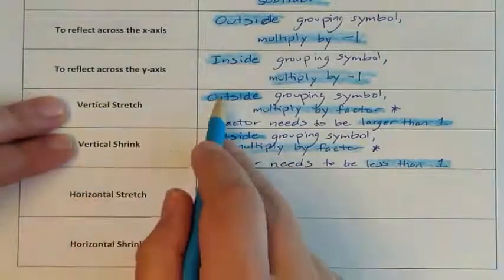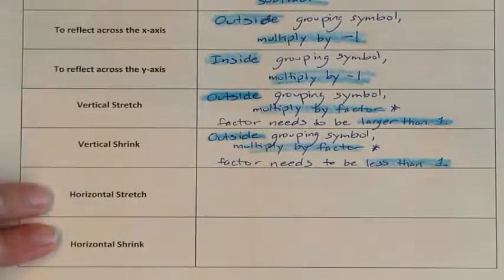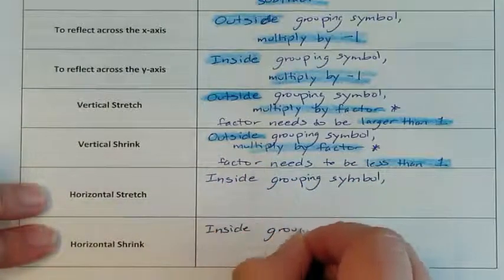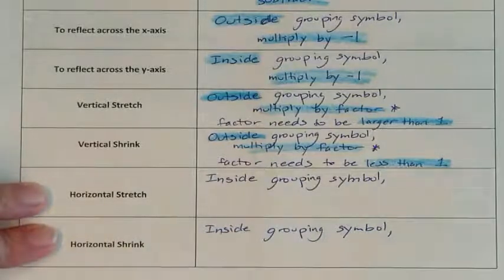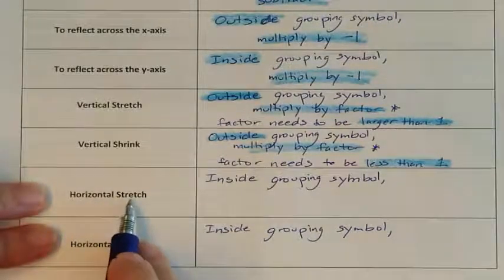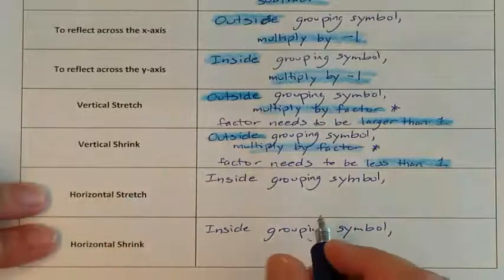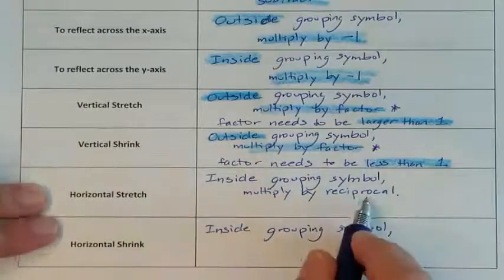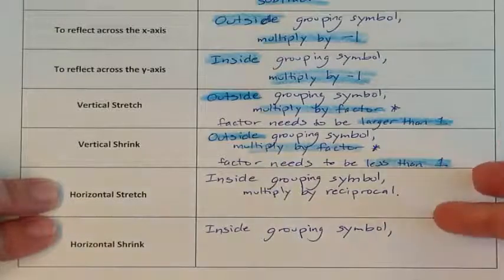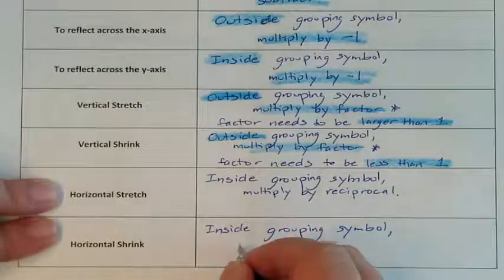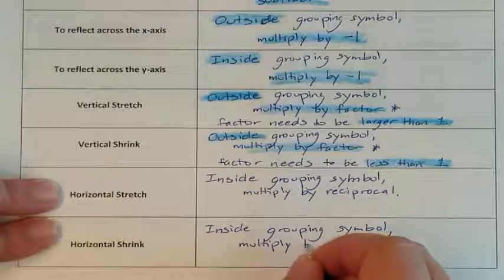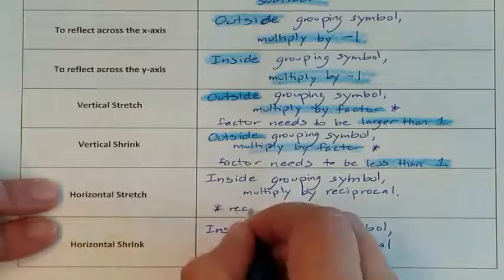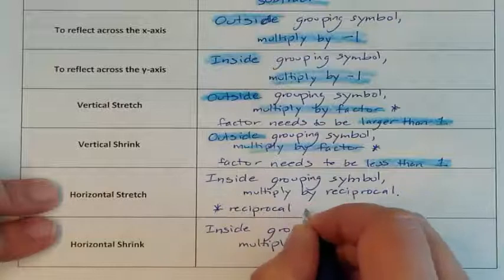So if verticals were outside moves, horizontals are going to be inside moves. Now we have to be very, very careful with this one. If I am horizontally wanting to stretch, we are going to multiply, but we're multiplying by a reciprocal. So reciprocal meant that you had to flip the fraction. So both of these are going to be multiplied by the reciprocal on the inside. Now if I wanted to stretch, the reciprocal that I give you needs to be smaller than 1.